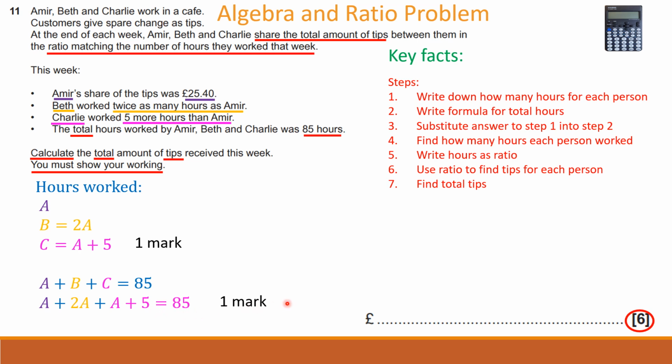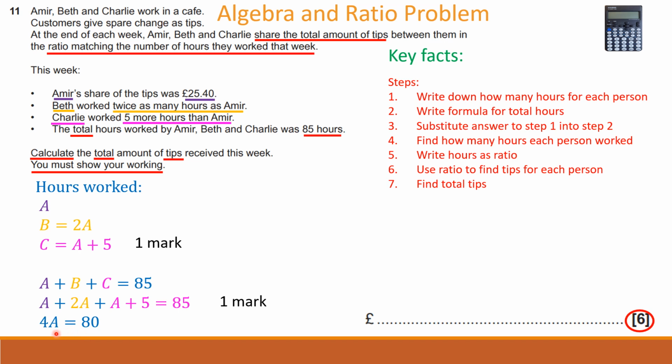From here, we need to solve this to work out the value of A. So I've got 1A plus 2A plus 1A, which is the same as 4A. Remember, if there's no number written in front of the A, we can put a 1 there. So I've got 4A plus 5 is equal to 85. I need to get rid of a plus 5. The opposite to add 5 is subtract 5. So 4A is going to equal 85, take away 5, which is 80.